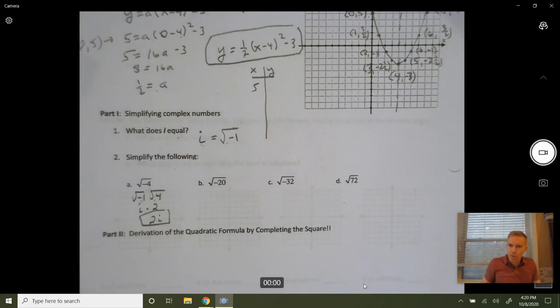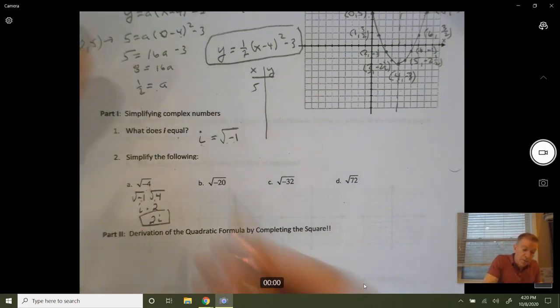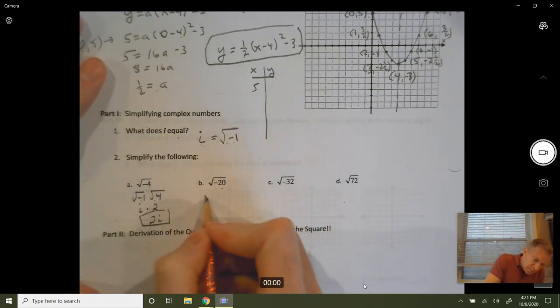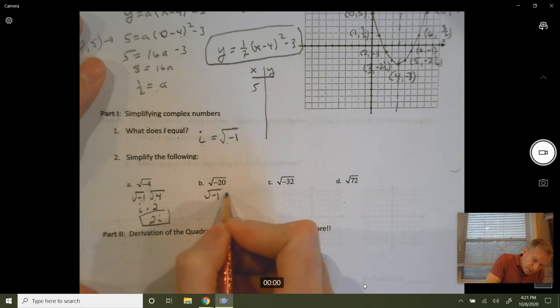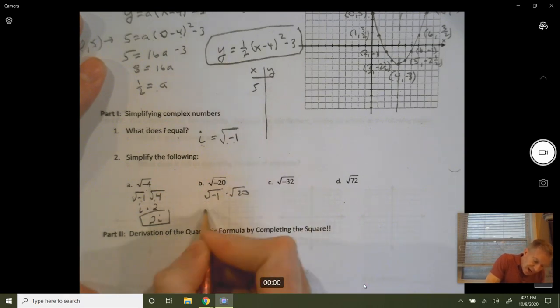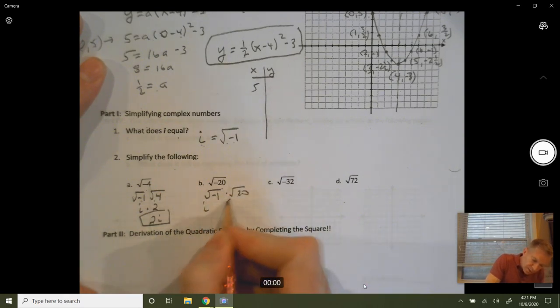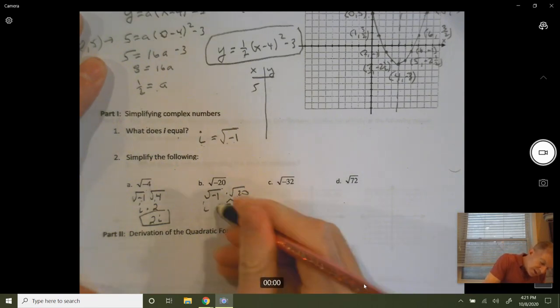Okay. I always pull out the square root of -1, and then I have something left that I can simplify, because I'll have a positive under the radical. So this breaks down into square root of -1 times square root of 20. Now I've got i rad 20. The rad 20 breaks down into rad 4 times rad 5.